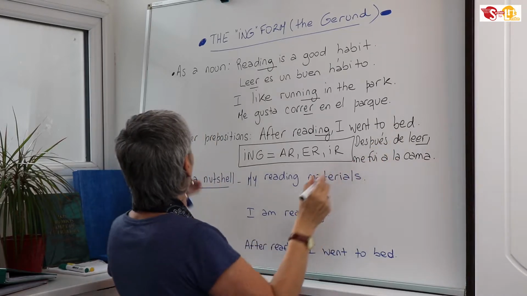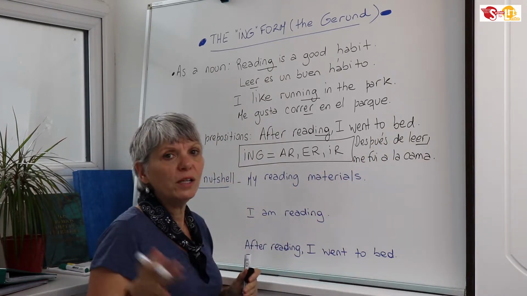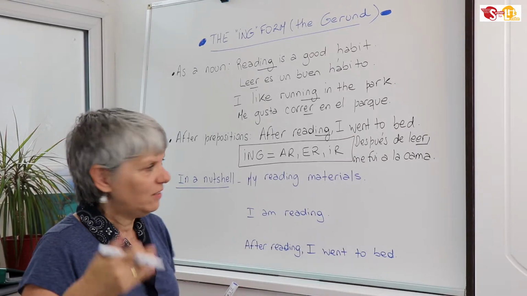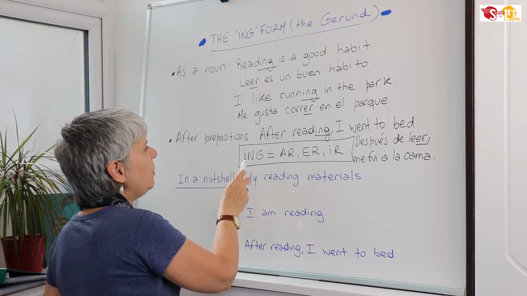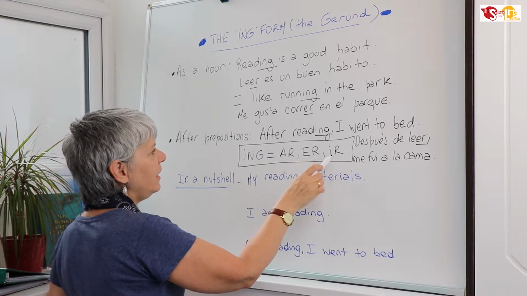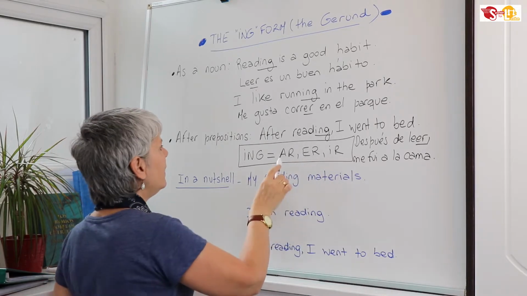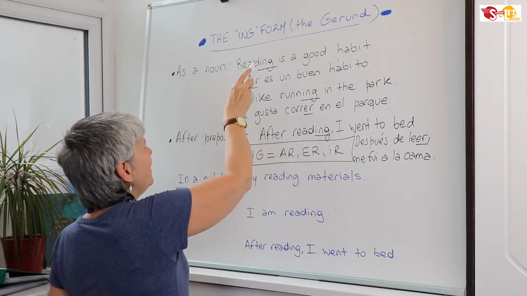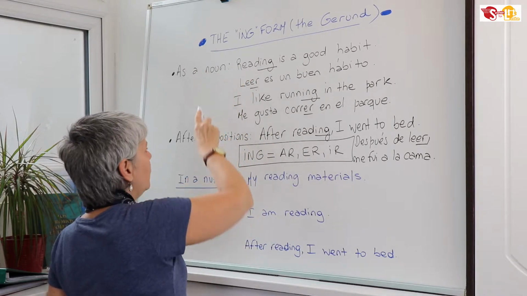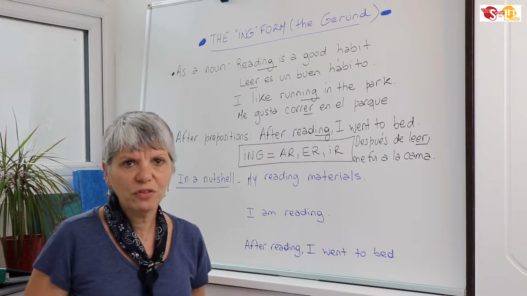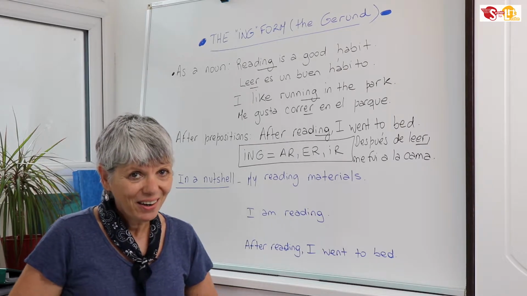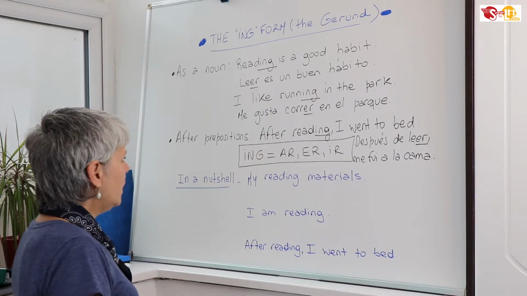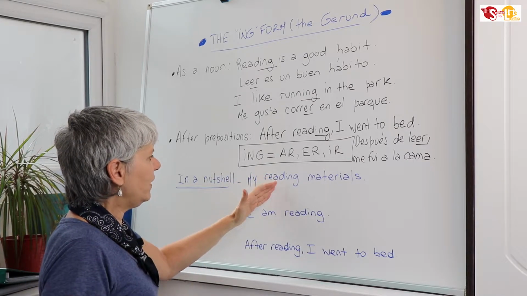So again, after prepositions, we always put an infinitive ending with r, er, or ir. So, ing will be r, er, ir. The ending will be r, er, ir instead of ando, yendo, when the ing is working as a noun or it's located after a preposition. Okay, now let's see the rules in a nutshell. Let's see the same word, reading.